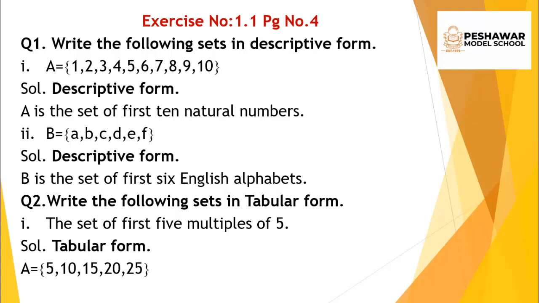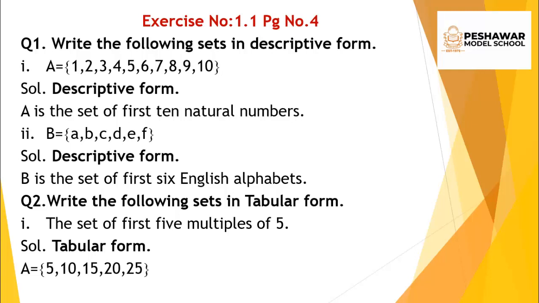Now let's see our first question, that is A is equal to 1, 2, 3, 4, 5, 6, 7, 8, 9, 10. As you see, the set is in braces and each and every element or member is separated by a comma. Now we have to convert this form into descriptive form, which means we have to write the set in the form of a sentence. What is the name of this set? A. We have to give the heading solution.